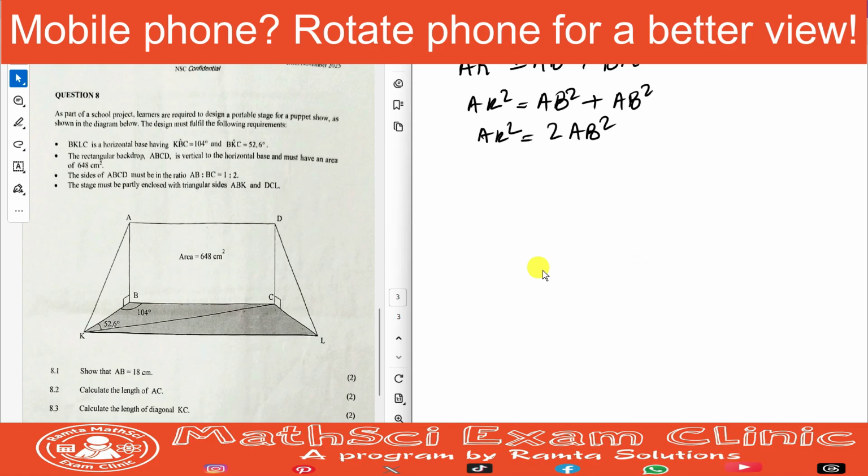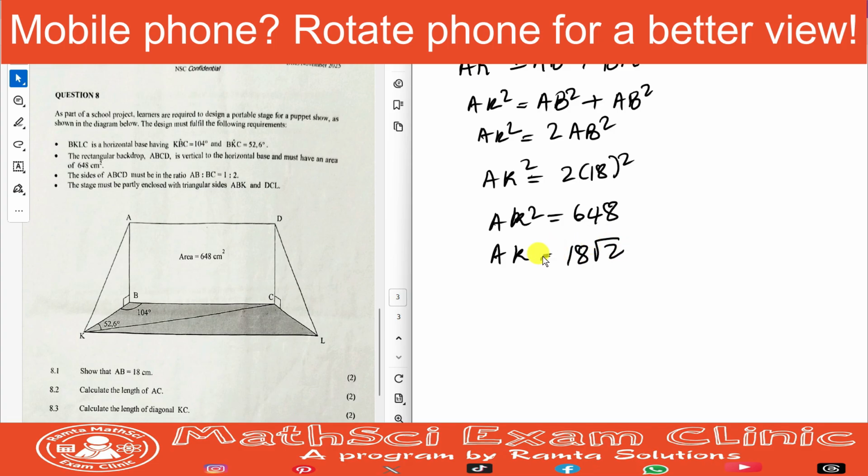Knowing this, we can then say AK squared equals 2 times 18 squared. Now, AK squared equals 2 times 18 squared. This is 648. Now, the square root of 648 is, I'm going to leave it as 18 root 2 for now.